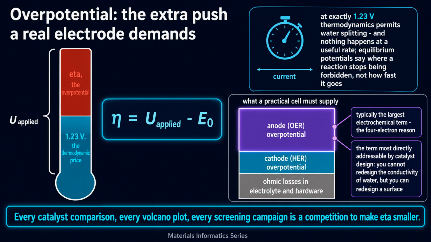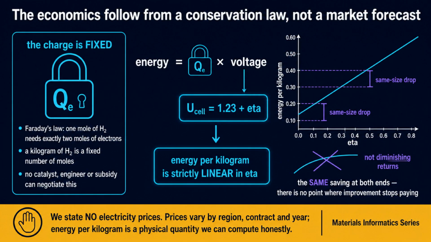The overpotential eta is the applied potential minus the equilibrium potential. The extra voltage a real electrode demands. It is the central figure of merit of this series. A practical cell pays an anode overpotential, a cathode overpotential, and ohmic losses. We focus on the anode because its term is typically the largest, and because a surface is something you can redesign.